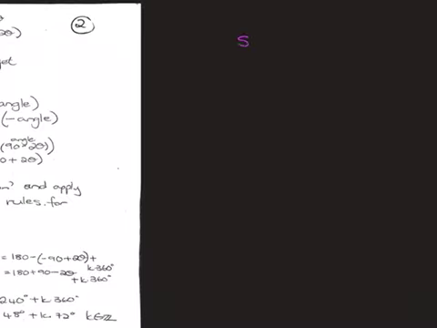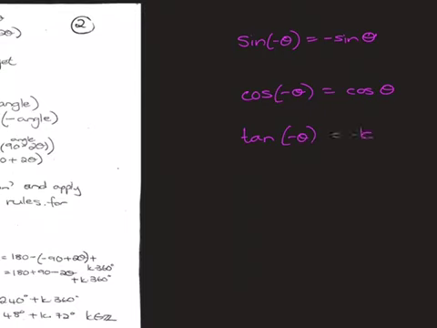I just want to remind you that sine of a negative angle is negative sine of that angle. Cos of a negative angle, remember, does not get affected. It's just cos of that angle. Tan of a negative angle is affected. It's negative tan of that angle.